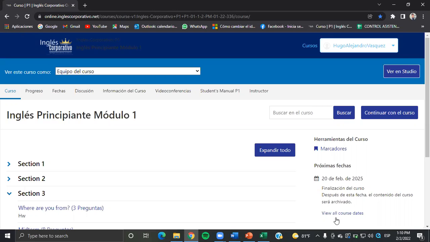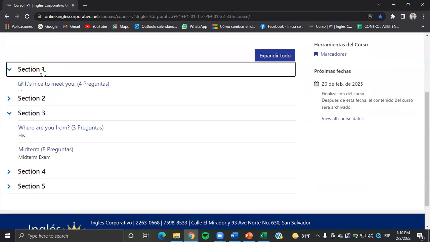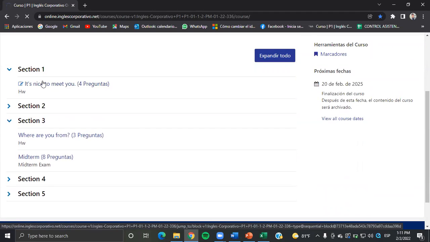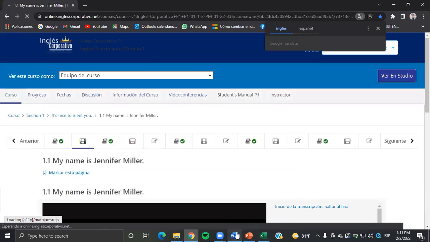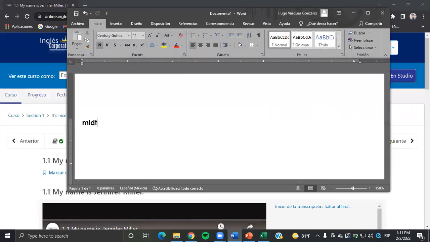Y obviamente la plataforma, en especial porque ahí vamos trabajando cada uno de los ejercicios. Vamos viendo información, videos informativos, objetivos, completando ejercicios. Y hacemos, como lo mencioné en la primera clase, un midterm test y un final exam. Esas son evaluaciones, exámenes que hacemos. El midterm es el que hacemos a mitad de curso.